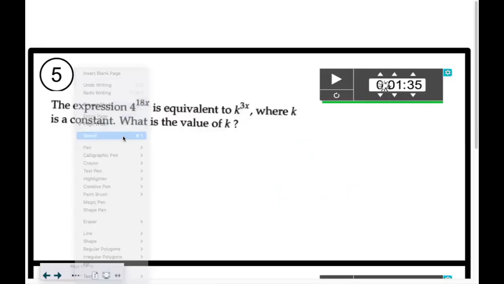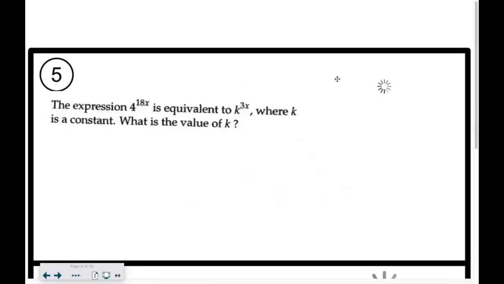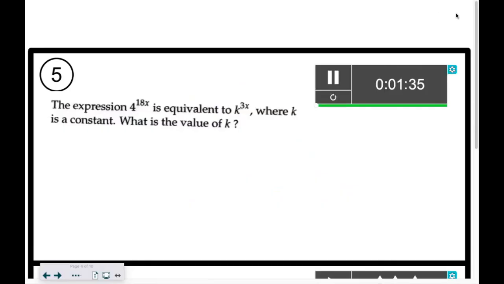Okay, so another, again, most of these are that same topic, equivalent expressions. So I'll give you some time for that. Okay. This one again, a little bit tricky. We got to basically make these look the same.